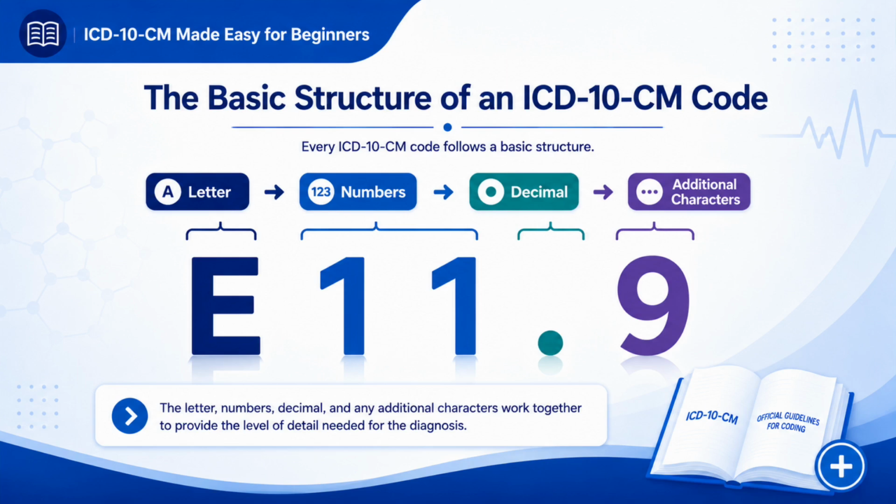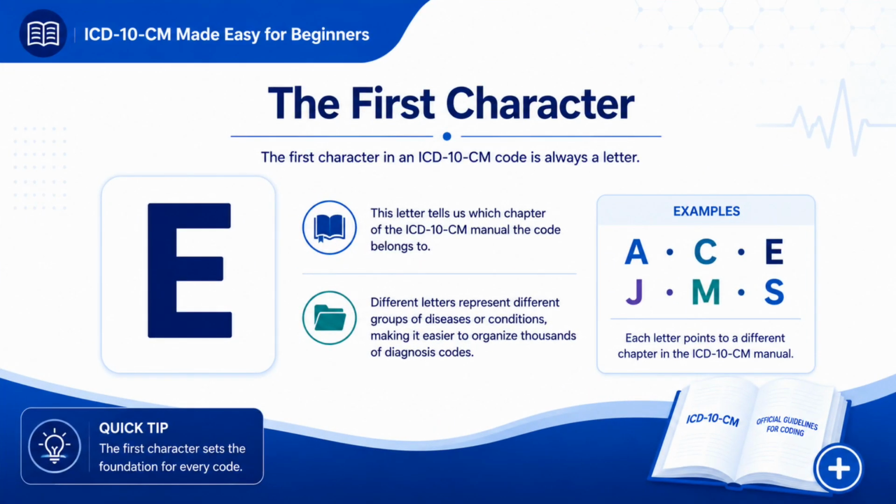It begins with a letter, followed by numbers, and then a decimal point. Additional characters after the decimal provide more detailed information about the diagnosis. As you continue learning ICD-10-CM, you'll see that each character helps make the diagnosis more precise. The very first character in every ICD-10-CM code is always a letter. That letter identifies the chapter of the ICD-10-CM manual where the condition is classified. Each chapter groups together similar diseases or conditions, making the coding system organized and easier to navigate.